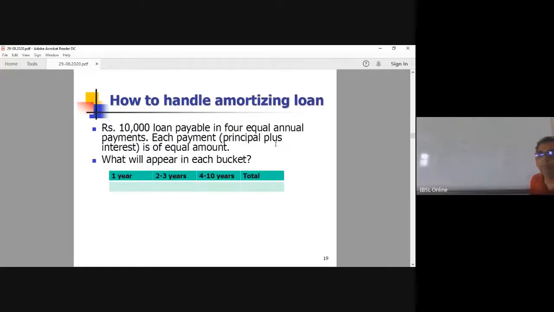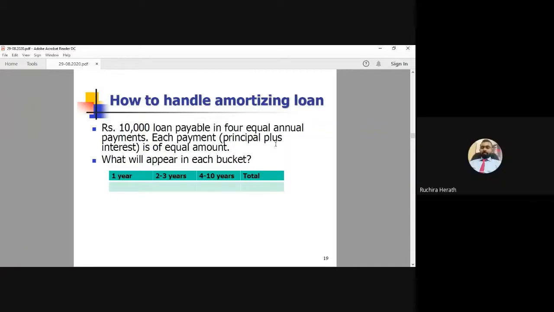Now we're going into how to analyze an amortizing loan. So what is amortizing? First, the word. What does amortizing mean? Amortizing in the sense the loan is divided among the repayment period. That's right.